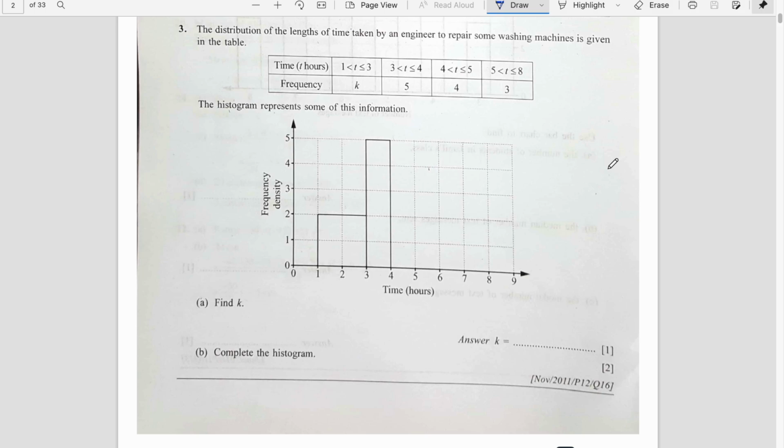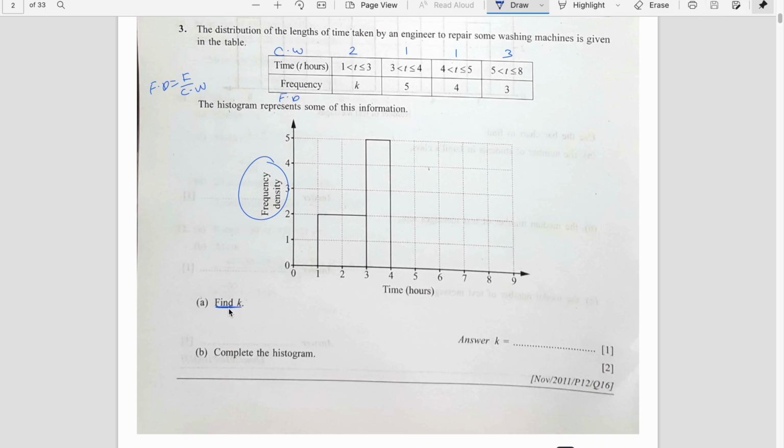Question number 3. Whenever you see something like that, always check if the class width is equal or not. So let's write the class width. From 1 to 3 it is 2, 3 to 4 it is 1, and this is clearly different. So whenever we have that case, we draw frequency density. Now, the formula for frequency density is frequency divided by class width.